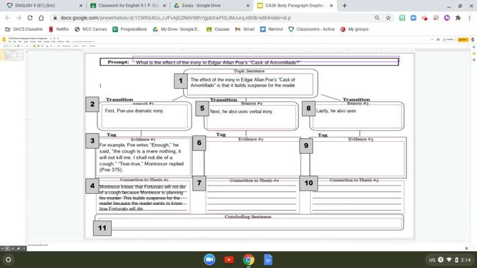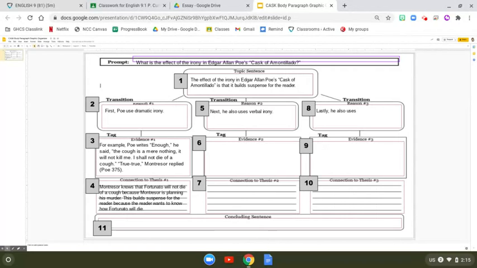Hi, this is the extra credit optional graphic organizer assignment for Cask of Amontillado. Since we're not going to be doing the essay, I thought I would leave this here for people who wanted to try it and wanted to try to get some extra credit. You'll get as many points as you do.